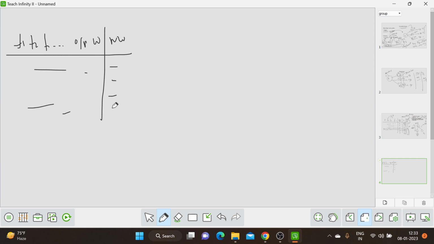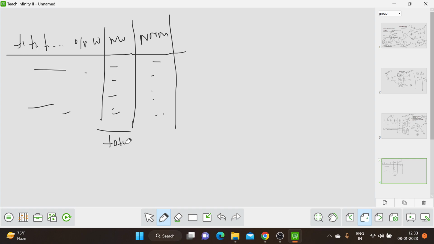I calculate the new weights, then I normalize them. What is normalization? It converts the new weights into a normalized form: I calculate the total of all new weights, and dividing each weight by this total gives me my normalized weight.